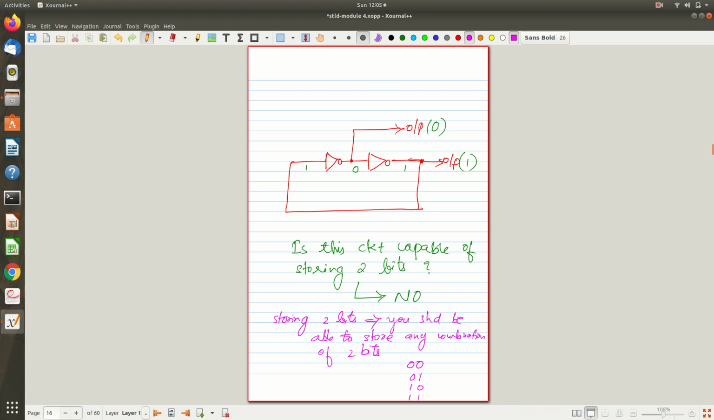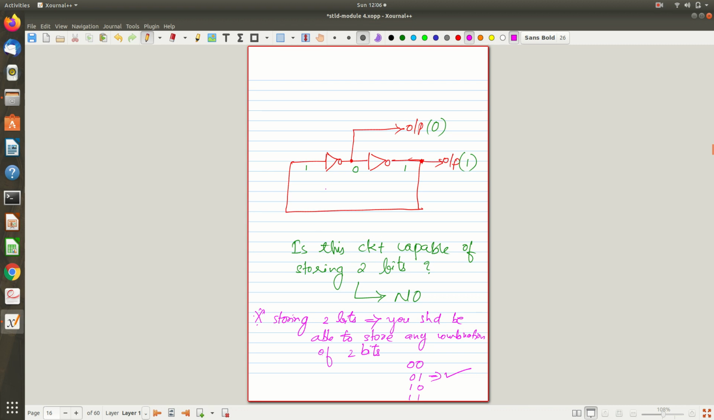Suppose I purchased this circuit, and the one who solved this circuit for me is arguing that the circuit is capable of storing 2 bits. Is his argument correct? That is my question. My requirement is that at any time I want to store 2 bits, I should be able to store 0 0, 0 1, 1 0 or 1 1. It should be capable of doing all those things. But here it is capable of doing this one only.